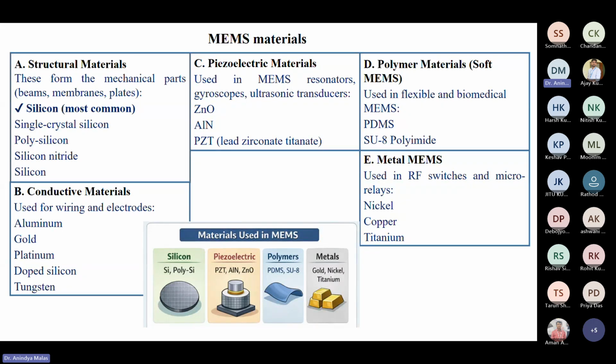And besides this, there are so many materials you can see in the slide. That is silicon, also conductive materials: aluminum, gold, platinum, metal MEMS, nickel, copper, and polymer materials, PDMS, etc. And for piezoelectric material, PZT, lead zirconate titanate, is the most popular. Besides this, ZnO and AlN are also there for piezoelectric material. So these are the materials which are used to fabricate MEMS.